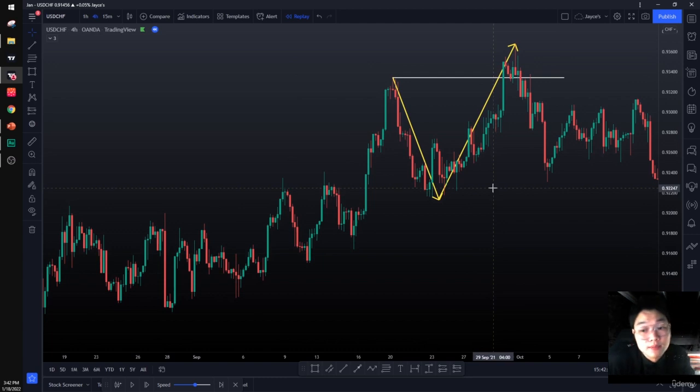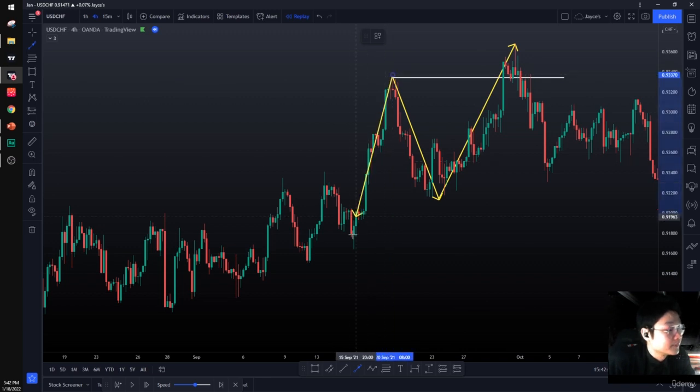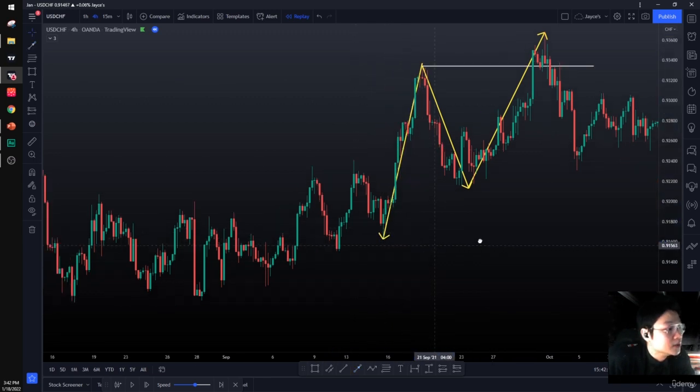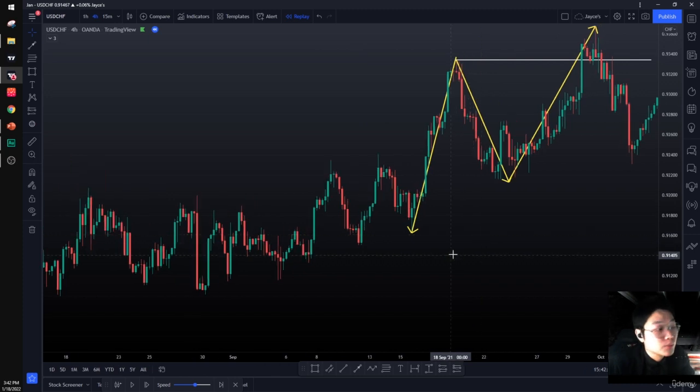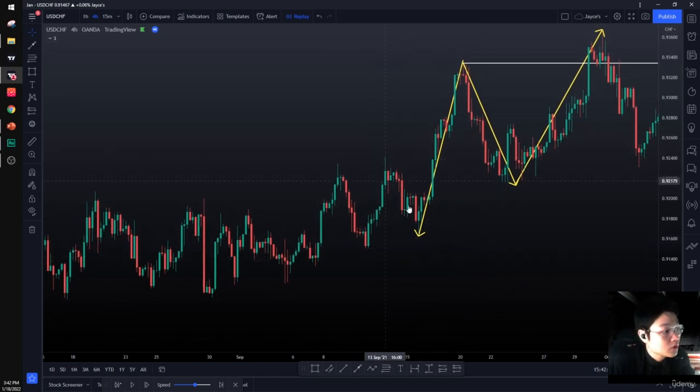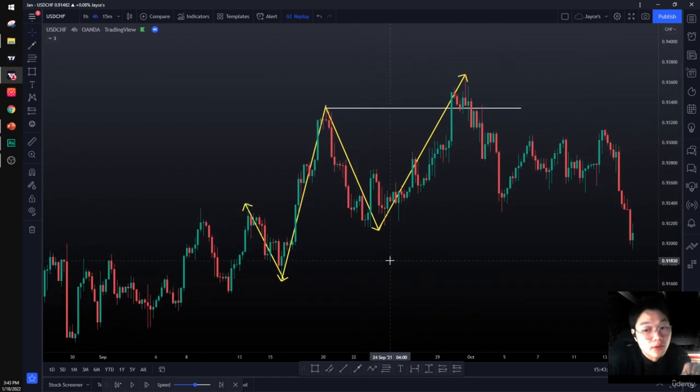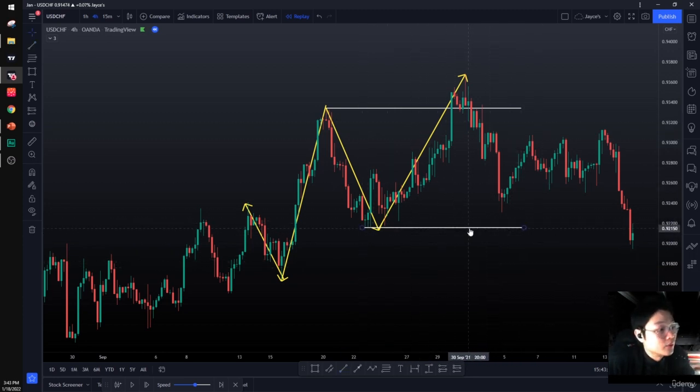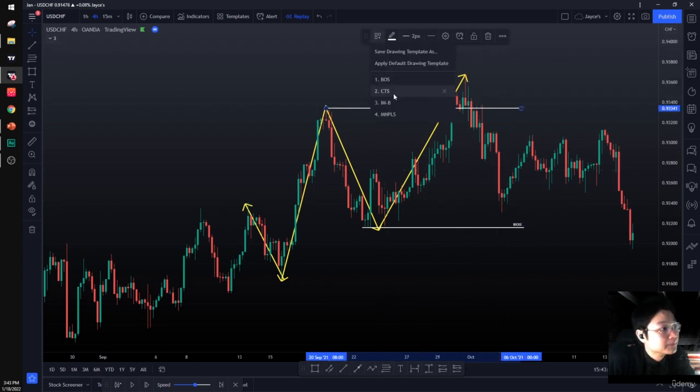And to define the BOS, you should define the first pullback leg of the market. Therefore, look back from this top to the left. You can see here is our temporary first pullback leg, and here is also the valid pullback. Therefore, we can define here the structure we are looking for at this time. Therefore, here is our BOS for these structures. So I will mark information here to make it easy for you to follow.